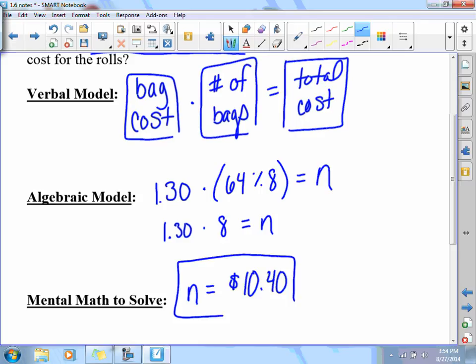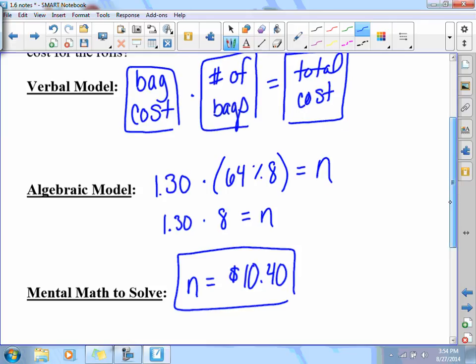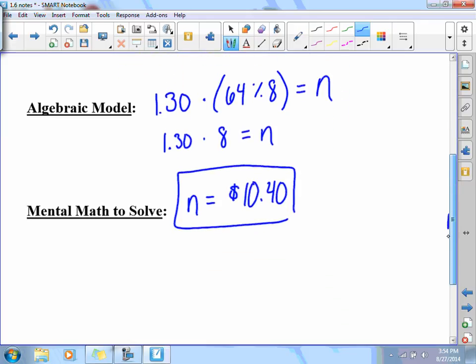You can just leave your answer labeled as dollars. Remember, the dollar sign goes in front. If you wanted to write this as a complete sentence, you would say, I need $10.40 in order to buy all of the rolls for the picnic.